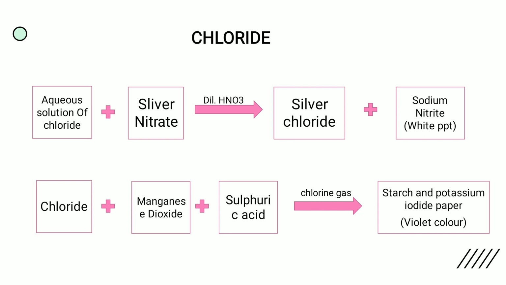Next is the chloride is react with the manganese dioxide and sulfuric acid. There is a evolution of chlorine gas, and that gas is interact with the starch and potassium iodide paper. In that we can take a filter paper and having a coating with the starch and potassium iodide. As soon as we add the sulfuric acid in the test tube, there is a evolution of the gas, that is the chlorine gas. We interact with that filter paper containing the starch and potassium iodide. The paper turns violet color. So that is the test for the chloride.